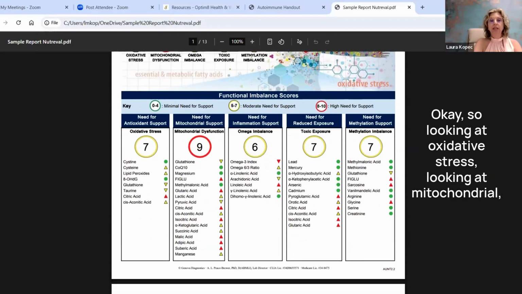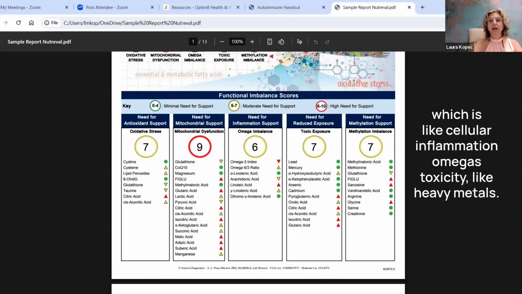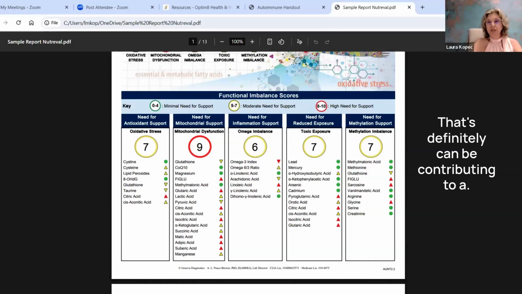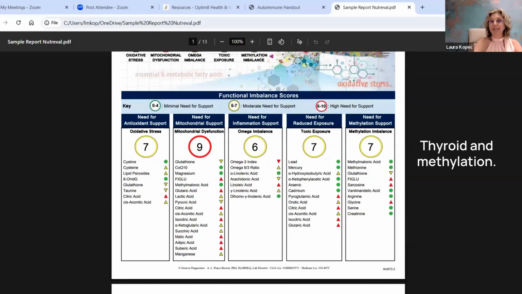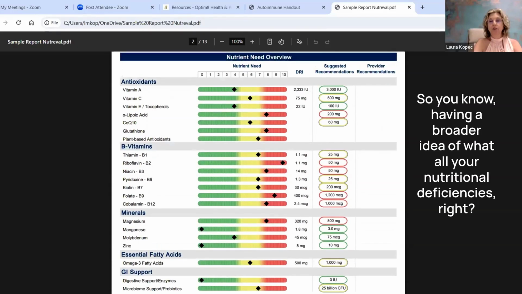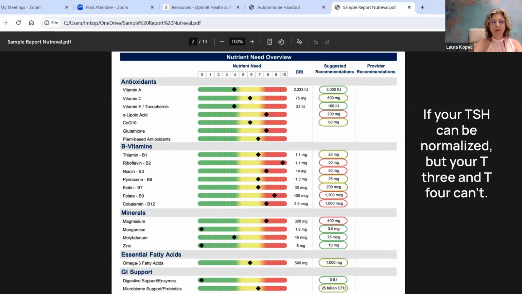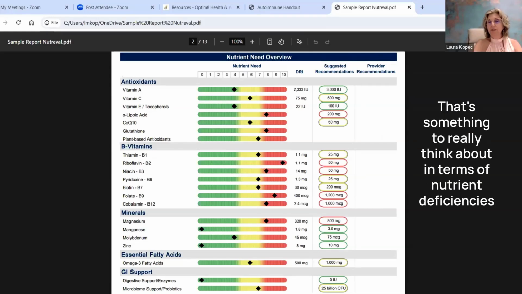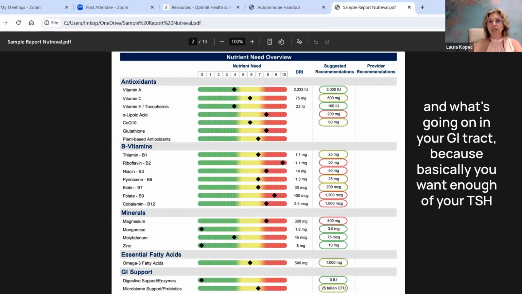Okay. So looking at oxidative stress, looking at mitochondrial function, which is like cellular inflammation, omegas, toxicity like heavy metals, that definitely can be contributing to thyroid issues, and methylation. So, having a broader idea of all your nutritional deficiencies, right? We talked about nutritional deficiencies. If your TSH can be normalized, but your T3 and T4 can't, that's something to really think about in terms of nutrient deficiencies and what's going on in your GI tract.